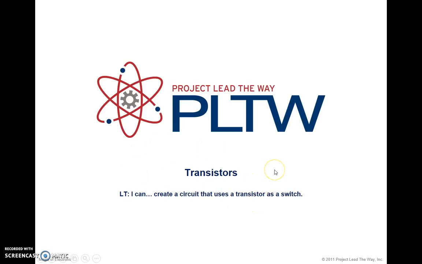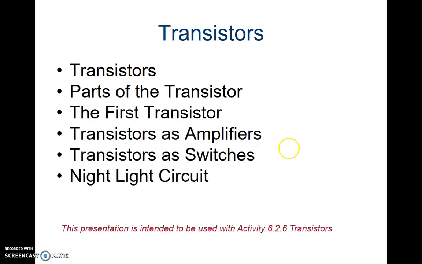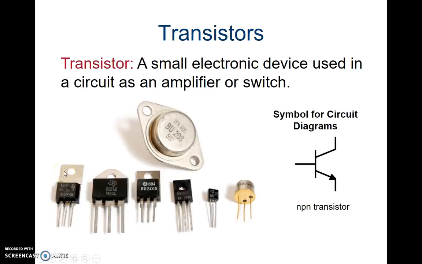As this video goes along, you'll have to pause it from time to time to go ahead and get down the symbols and notes, so make sure you're ready to do that. What are we going to see in this lesson today? Well, we're going to see what a transistor is. We're going to see the parts of one. We're going to see what the first one looked like. We're going to see how they can be used as amplifiers, how they can be used as switches, and then we're going to see the nightlight circuit that we will be creating as well.